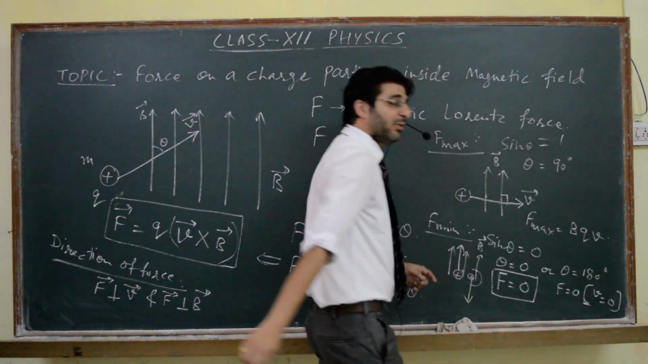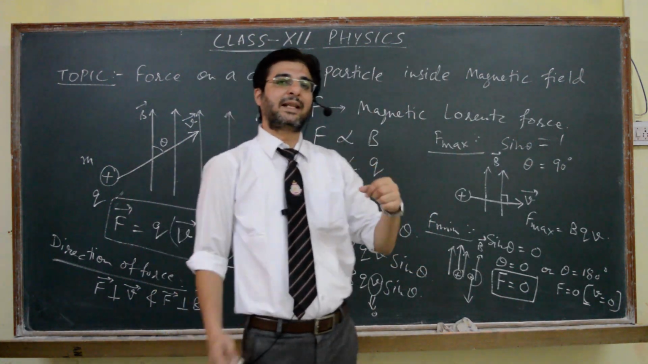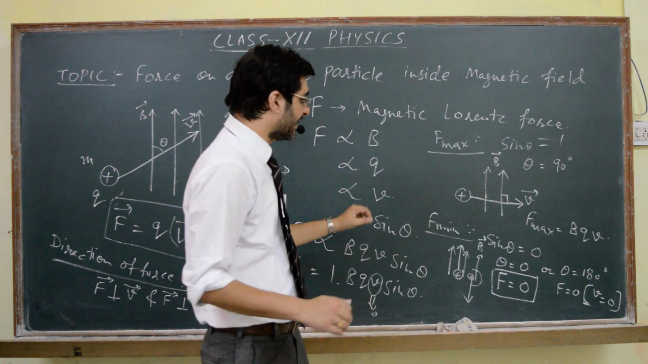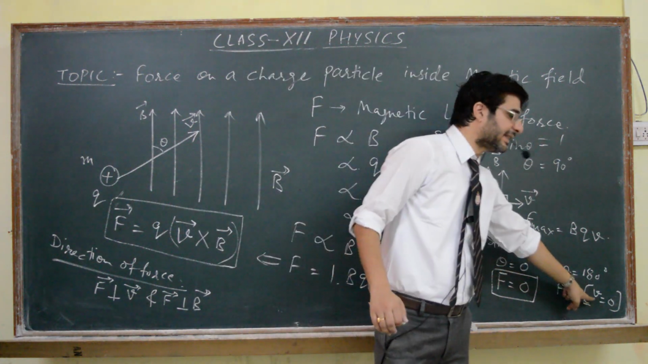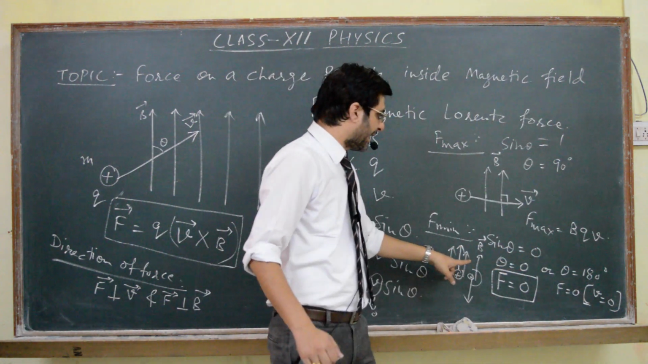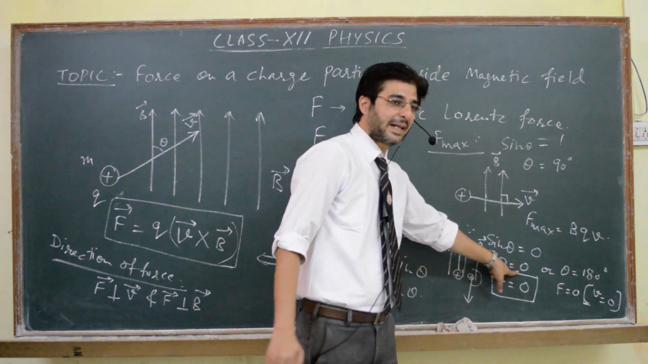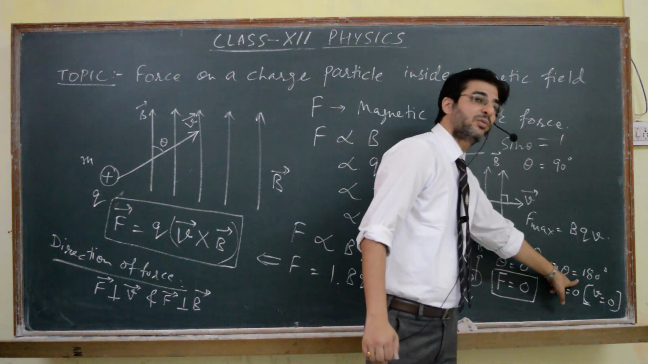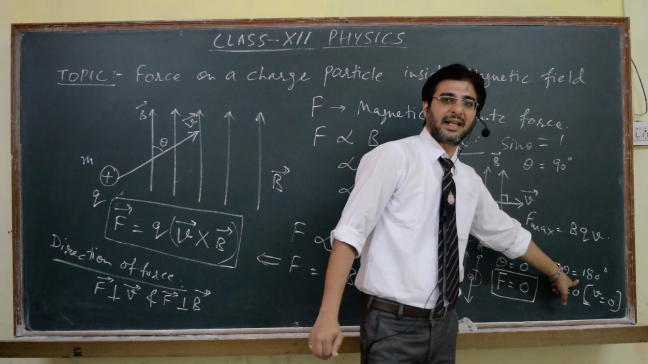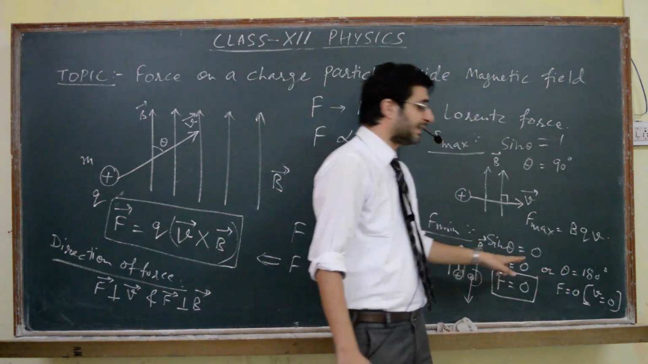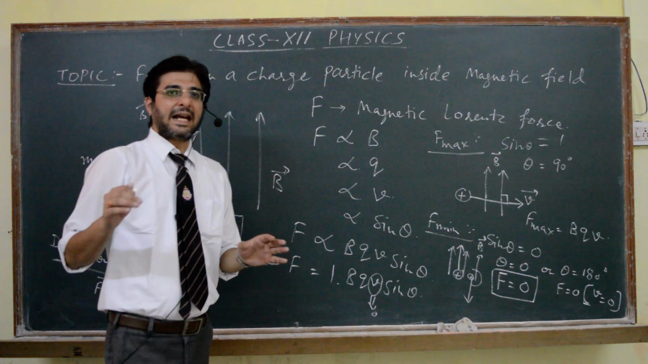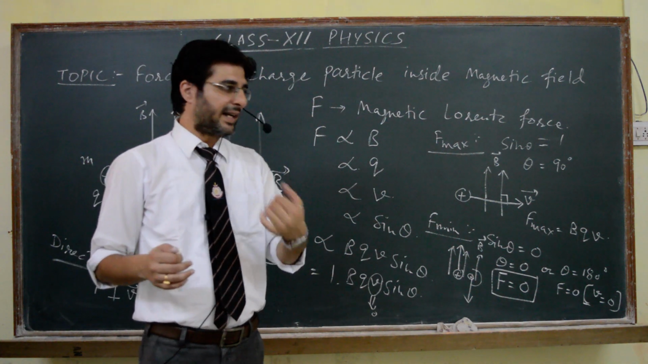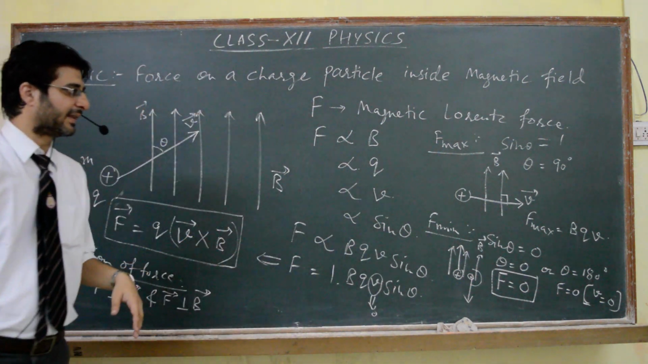That means no force will be there on the charge if either the charge is at rest, or the charge is moving along the direction of the magnetic field, or the charge is moving against the direction of the magnetic field. In these three cases, no force will be there and the charge will remain undeviated.